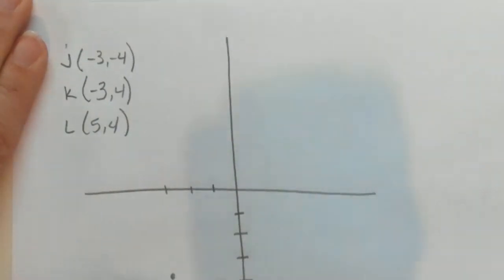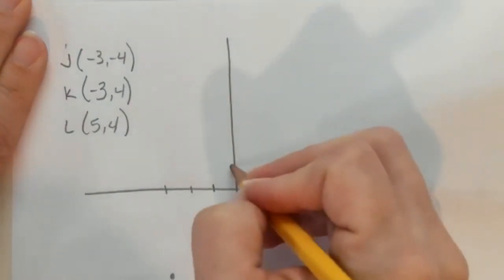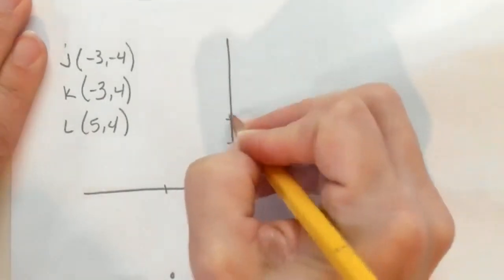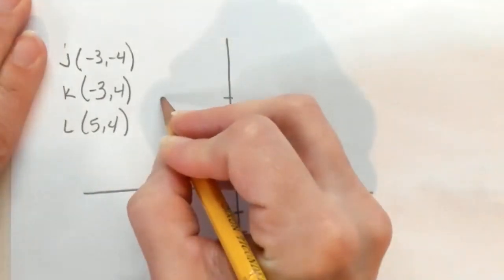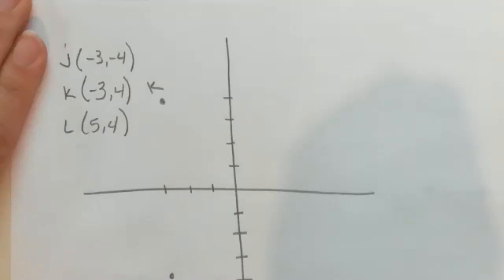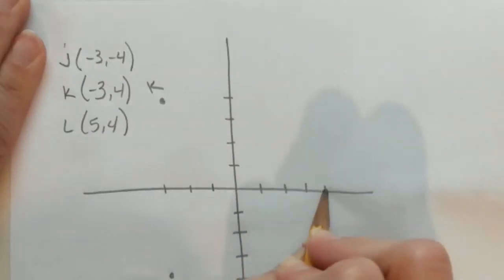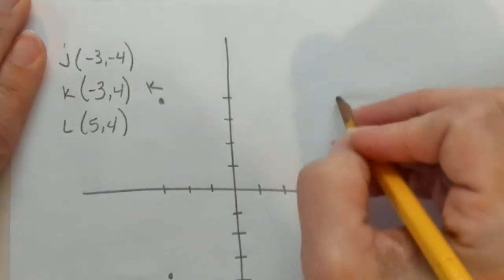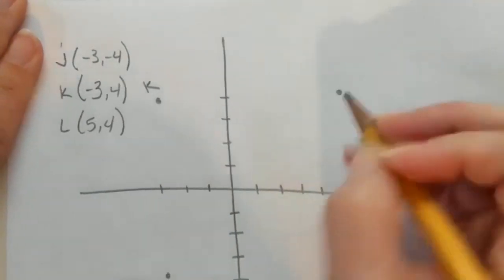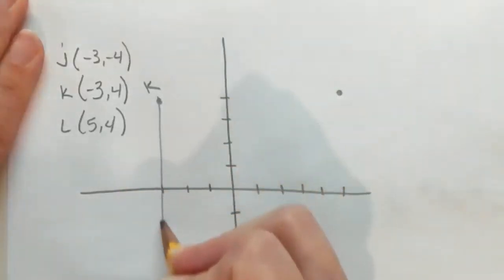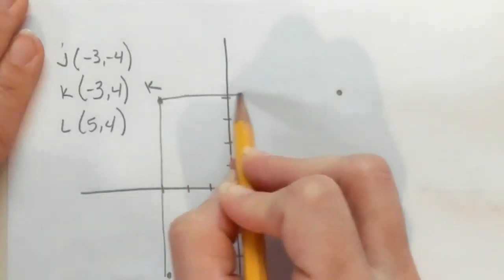There's J, and K is going to be -3, +4. 1, 2, 3, 4. And L is going to be 5, 4. All right, what kind of triangle do we have here? A right triangle.